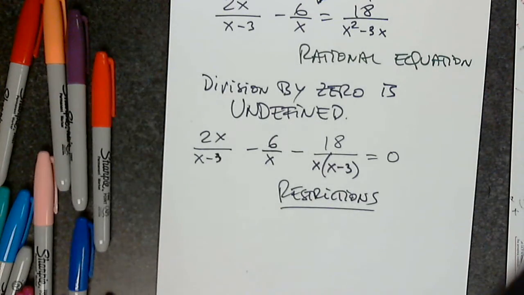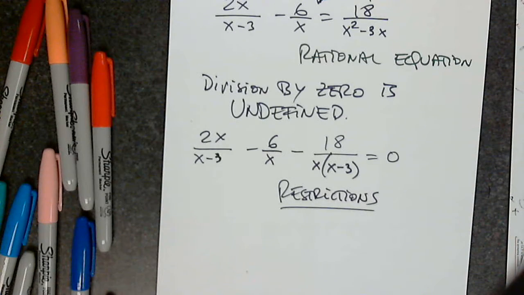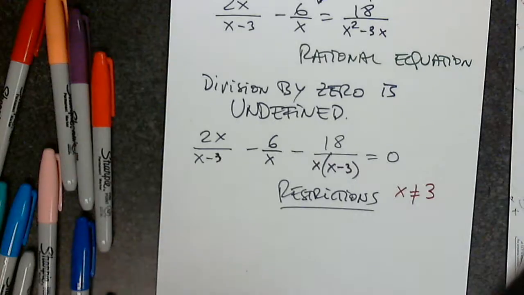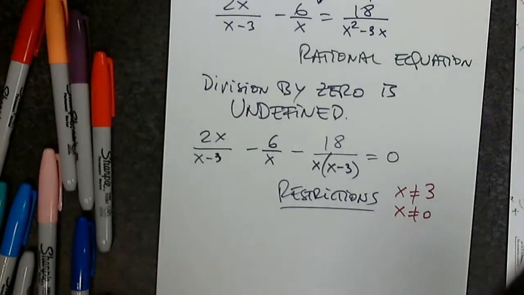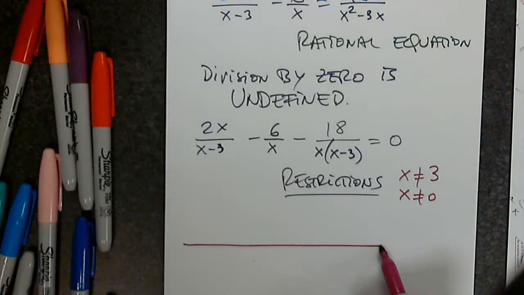X cannot be anything it wants to be. There are two restrictions. What are the x values that we cannot allow in this problem? Three. Yes, I cannot allow 3. And 0. Yeah, I cannot allow 0. Awesome. Now the next step is I have to find the least common denominator.